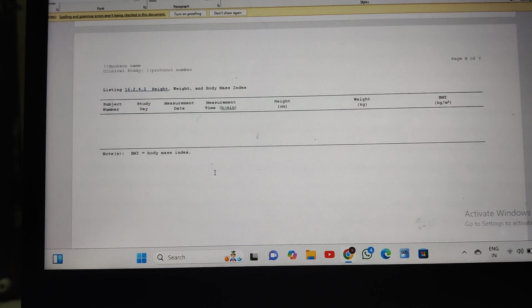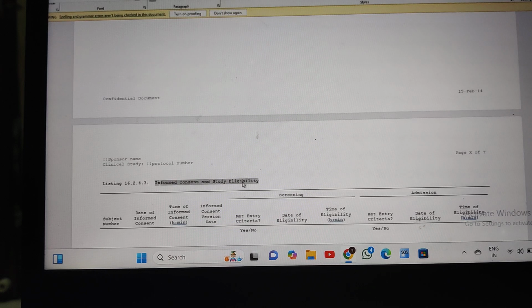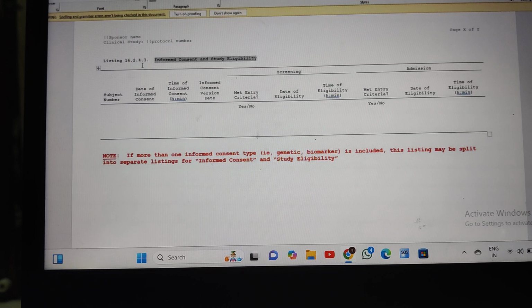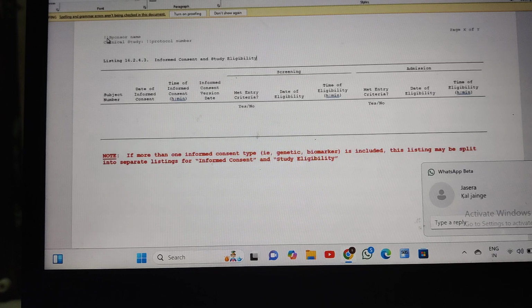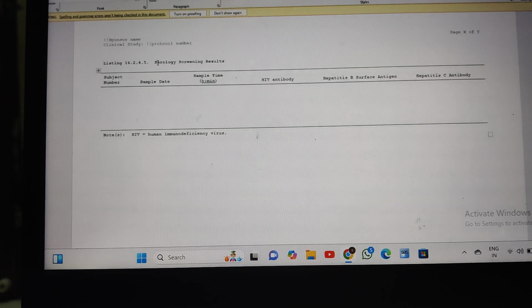If you go and check each and every listing, like this will be adverse events, and then if you can see this is vital signs, and then this is the informed consent and eligibility criteria listing. And here also the same thing we can apply: this is the table of the list, the title of the listing, and then these are the headers, and then this is the footer, the footnotes. Okay, so if you can see here, the table page numbers will come, and here the sponsor information we should provide.